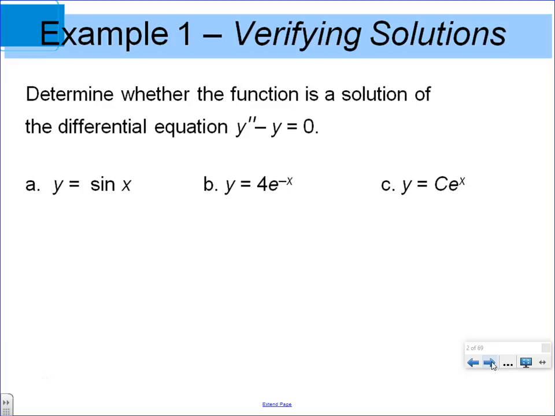So if this is a differential equation, we're not precisely ready to go to the slope field right now. I'm not saying this is a slope field necessarily, but if we were to try to answer this question: determine whether the function or the functions below are solutions of the differential equation y double prime minus y equals 0. How would we be able to check?